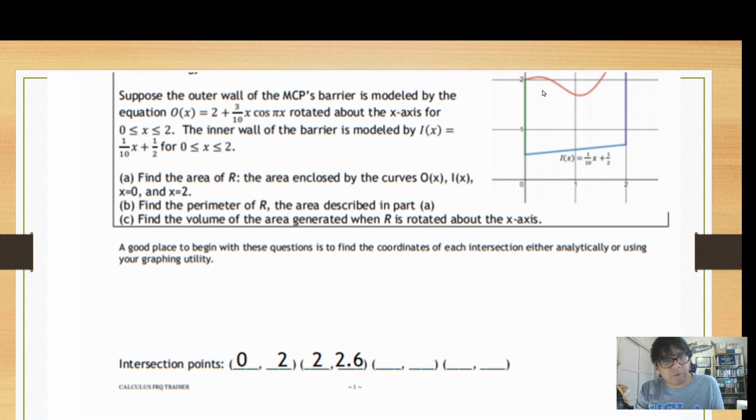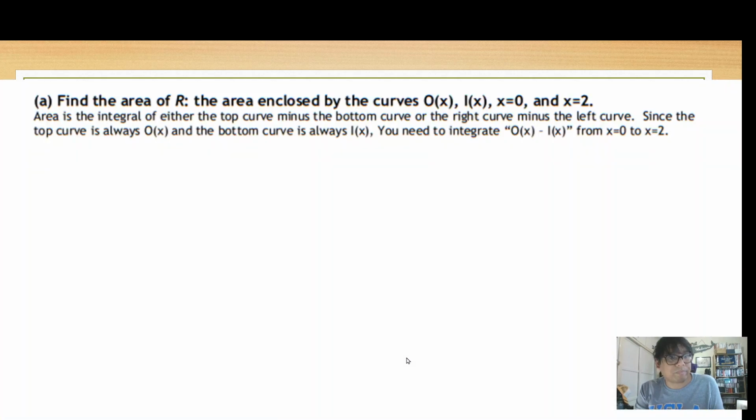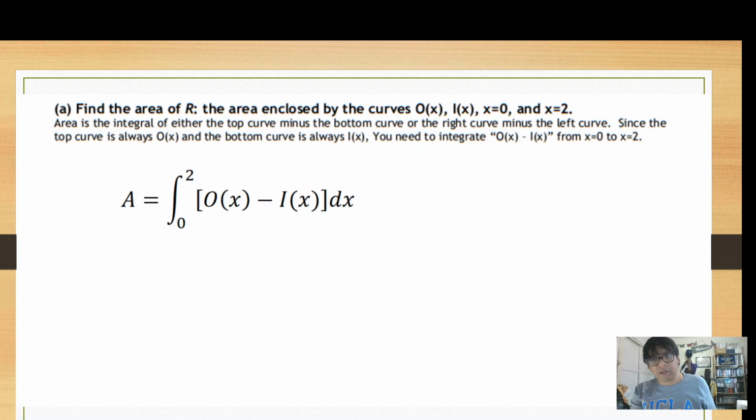This is why you're doing upper function minus lower function from the lowest value of x to the highest value of x. So here, if you take a look at our coordinates, our lowest value of x is going to be 0, and our biggest value of x is going to be 2. You can see that in a couple of different places. So we're just going to integrate.